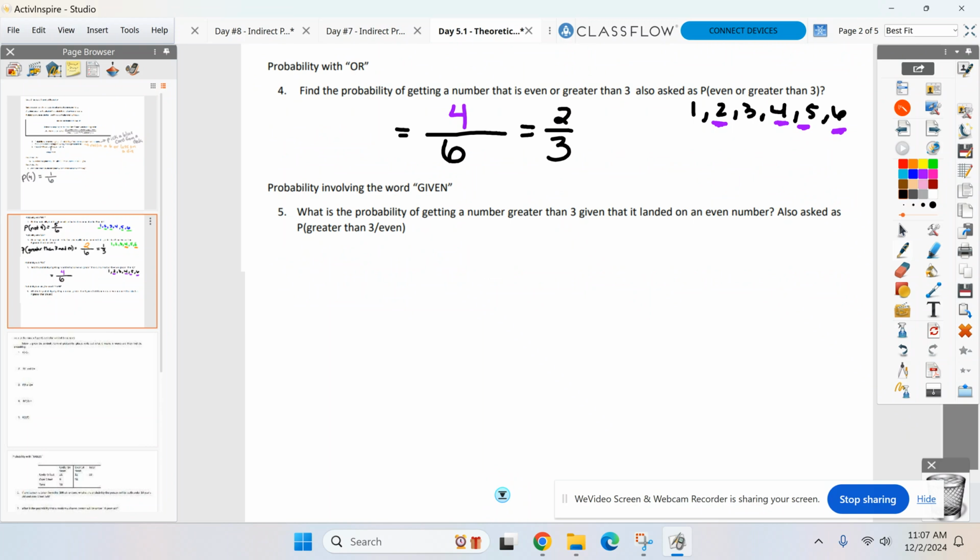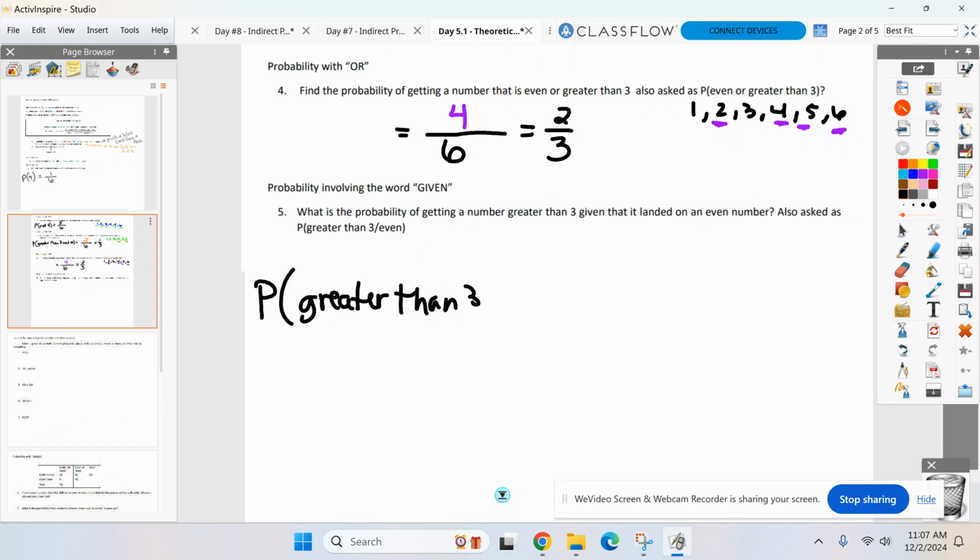Probability of a number greater than 3 given it's even. All right, first, hold on. We've got new notation here. I want to point out new notation. So greater than 3 should be a vertical line right there, not a slanted one, and even. Make a little note, please. This is the symbol for given, that vertical line. So greater than 3, given it's even.